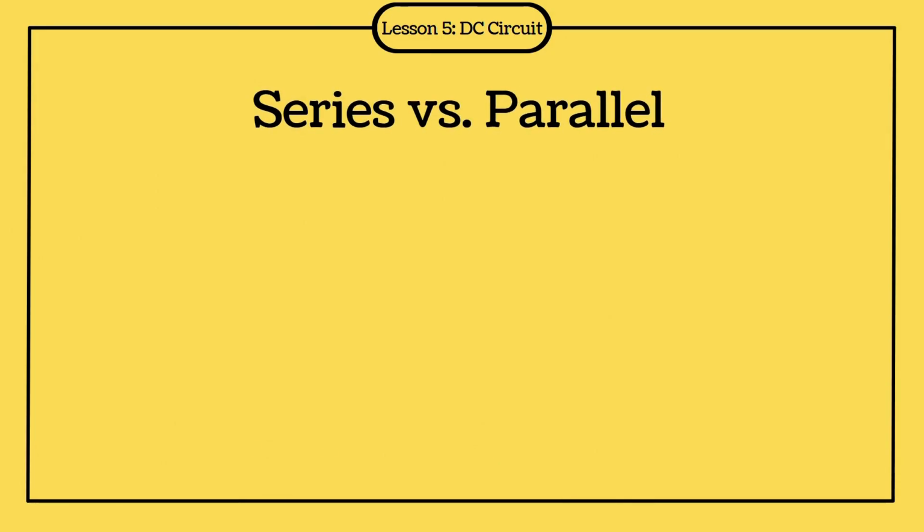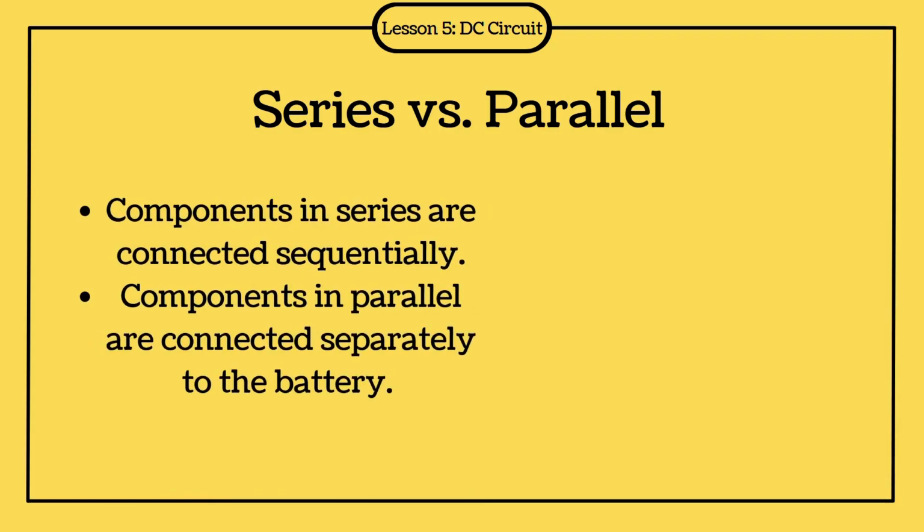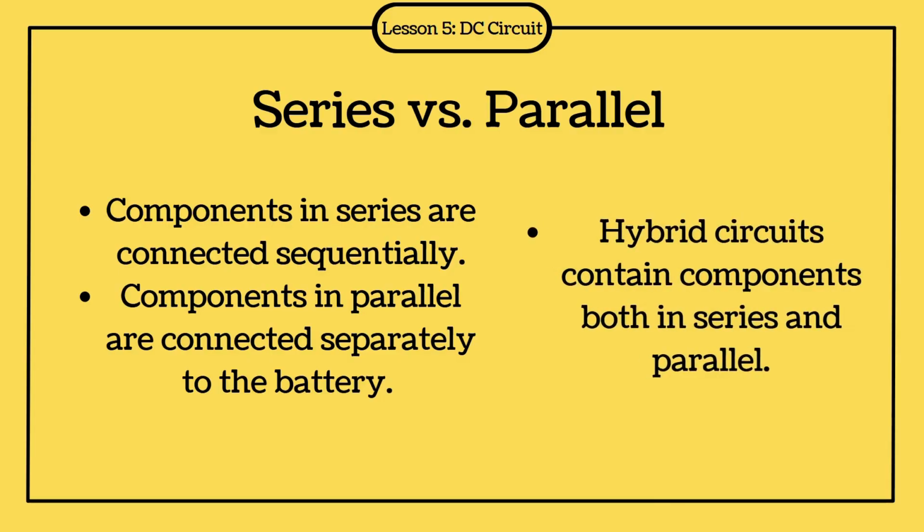So in a direct current circuit, there's two ways that components can be arranged. Components can either be arranged in series or in parallel. Components in series are connected sequentially, one after the other after the other. Components in parallel are connected separately to the battery, so there will be multiple components and each one will have its own direct connection to the battery. Hybrid circuits also exist, which contain components both in series and parallel.